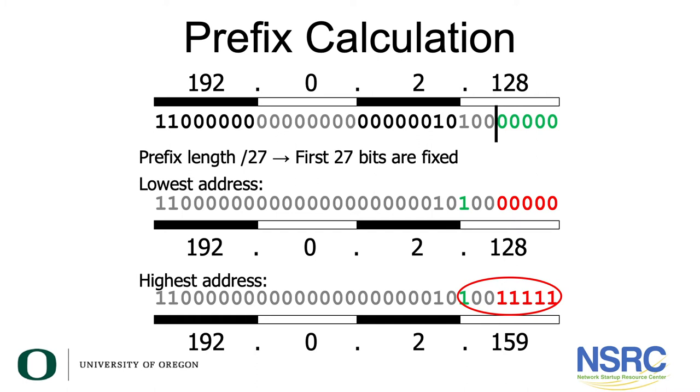Similarly, the highest address will be 192.0.2.159. How do you arrive at 159? Remember that it's only the 5 host bits that are changing. In this case, all bits will be 11111. So if you convert 10011111, it's going to give you 159. As you can see on the screen, it's only the host bits that are changing, in red. The prefix bits remain the same.